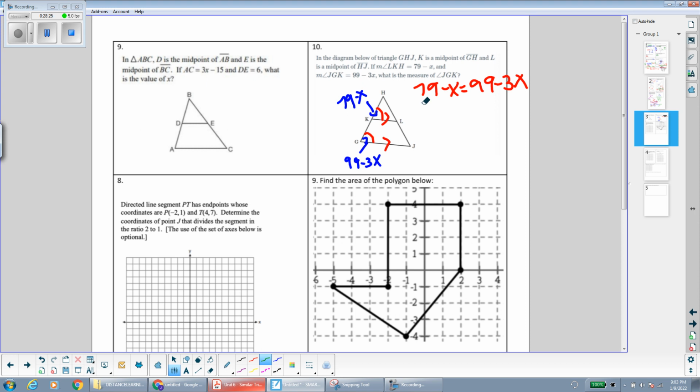Let me add 3x to both sides and subtract 79 from both sides. So if I add 3x to both sides, I have 2x over here. And if I subtract 79 from both sides, I have 20. Dividing both sides by 2, I have x is equal to 10. And now I can plug in to find the measure of the angle that I'm looking for, 99 minus 30. And that would be 69 degrees.